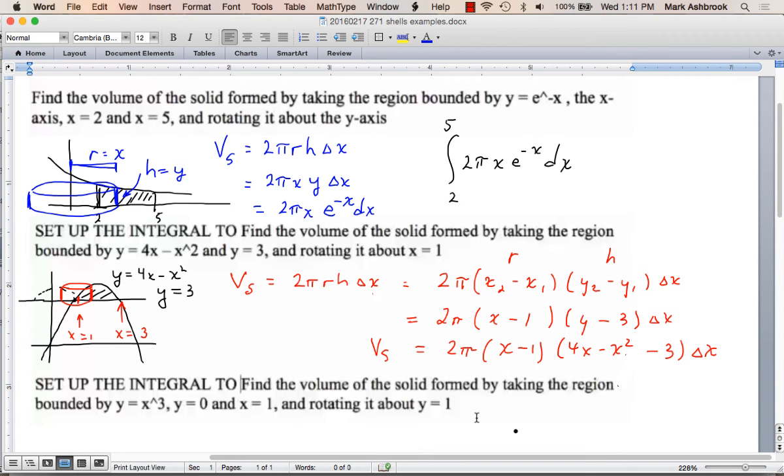Okay, last one. So we should be able to get this region. It looks like this. Rotated about y equals 1, we get this. So will shells be vertical strips or horizontal strips? Horizontal strips will give us shells. If we did vertical strips, we'd get pancakes.